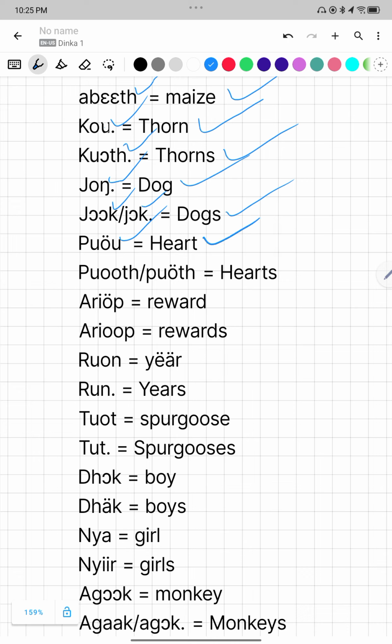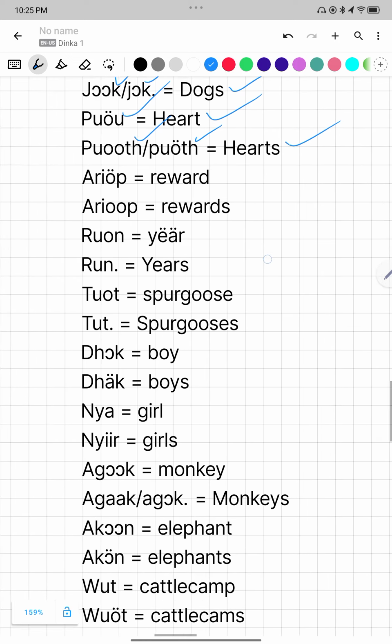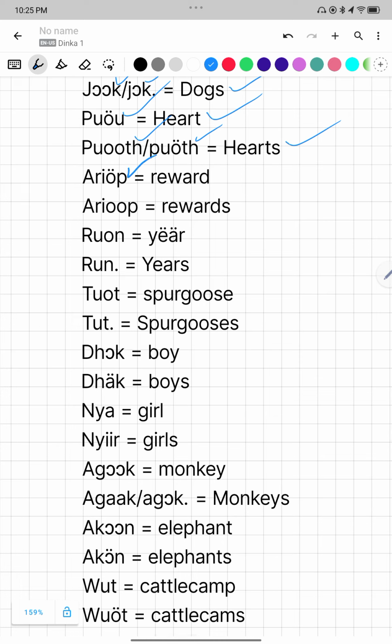Pow means heart. Heart. The plural form of pow is pop. Pop. Hearts. Aryop means reward. Aryop means rewards. Ruan means year. Run means years.